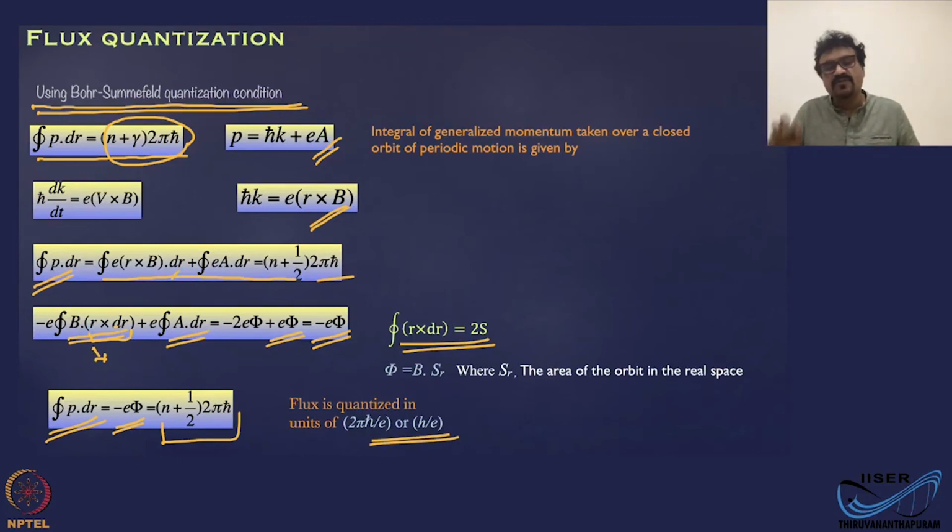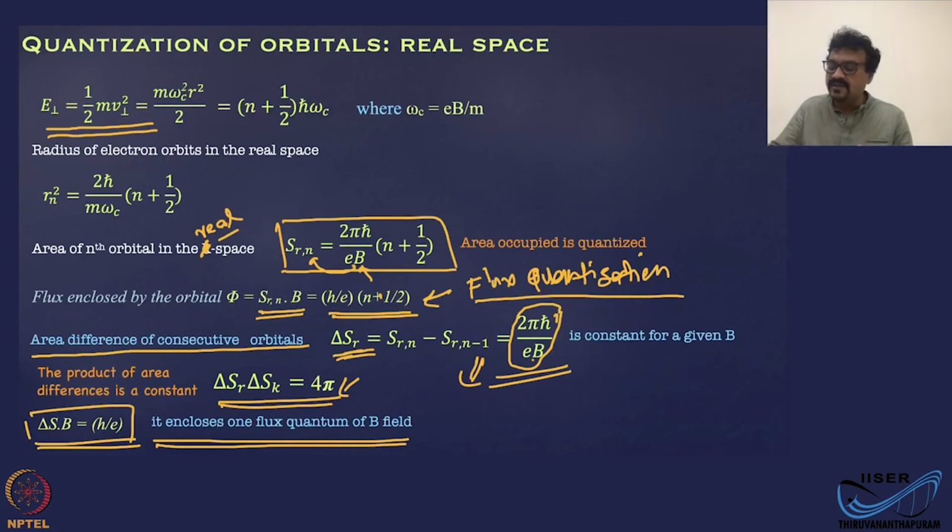Okay. So this quantization of the magnetic flux enclosed by a closed orbit, you can arrive at from the very basic Bohr-Sommerfeld quantization condition. But the same condition is what you are also getting by a simple calculation of the area in real space, taking the area of the orbit in real space under the action of a field and multiplying that by the field. You are getting the same condition.